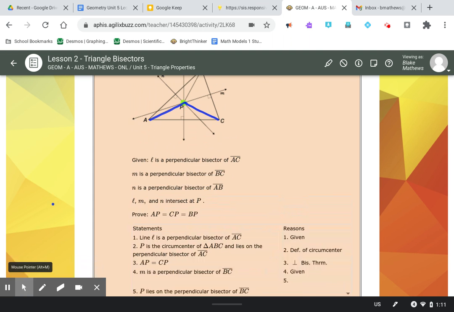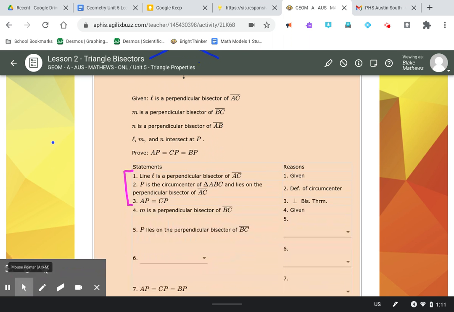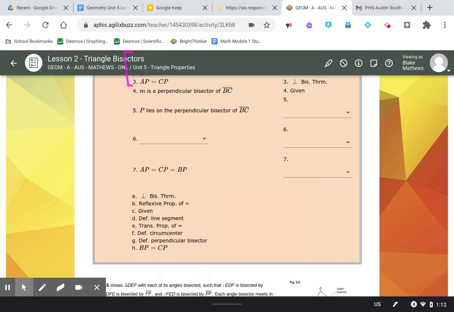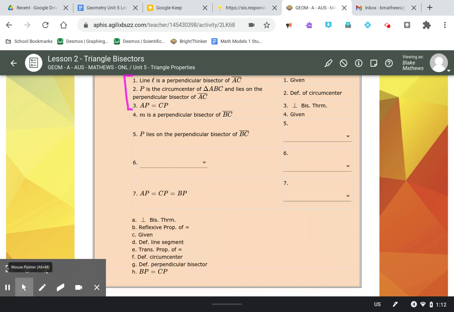Then it says M is the perpendicular bisector. So you see they're about to repeat the same logic that we did in numbers 1 through 3. So let's follow the same thought process. In the fifth one, it says P lies on the perpendicular bisector BC. That's the exact same as statement 2, so it's going to be the same reason. Definition of circumcenter. So that's going to be answer choice F. There, choose answer choice F.